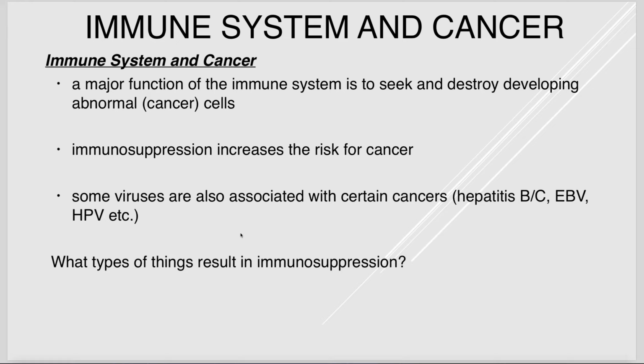So, of course, the immune system keeps us safe from pathogens, but it also can undergo immune surveillance. It can seek and destroy cancer cells. So, of course, immunosuppression in any way, whether through disease or disease treatment, increases the risk for cancer. And viruses are also associated with cancers, like the hepatitis viruses B and C, the chronic types. They're related to hepatocellular carcinoma. EBV is related to a couple of cancers like nasopharyngeal carcinoma and Burkitt's lymphoma, and also HPV with cervical cancer.